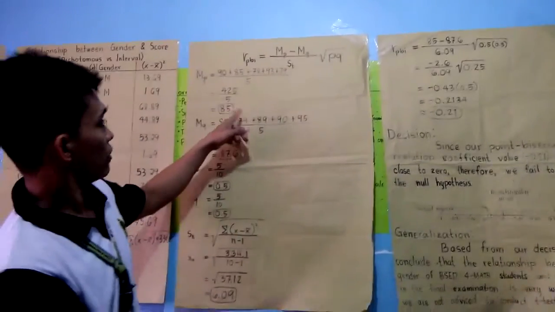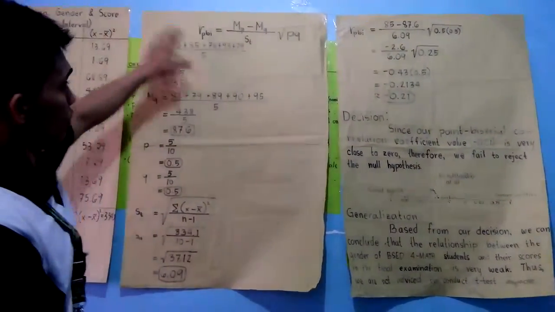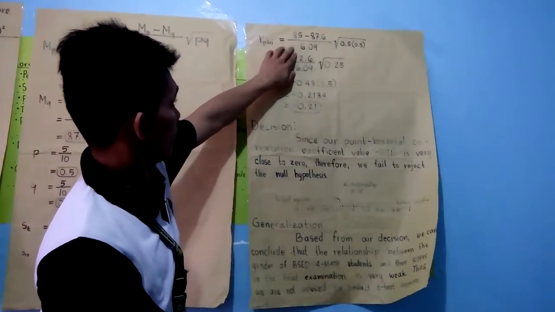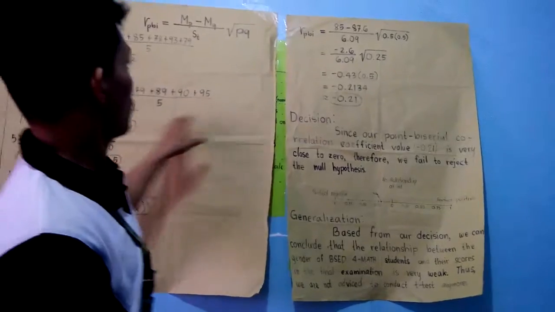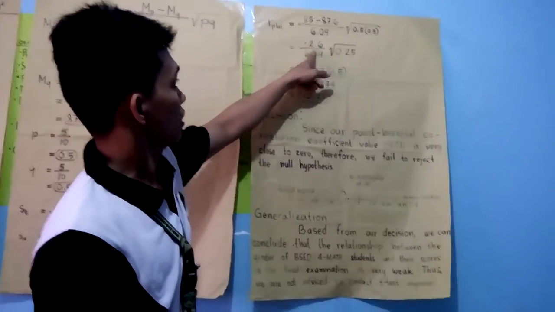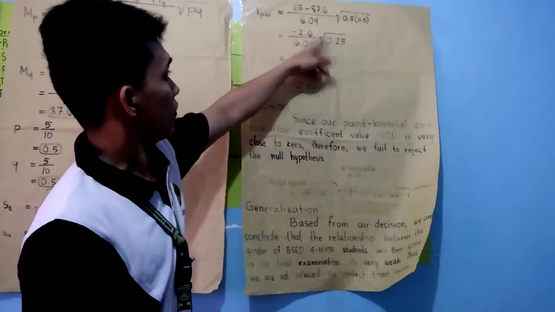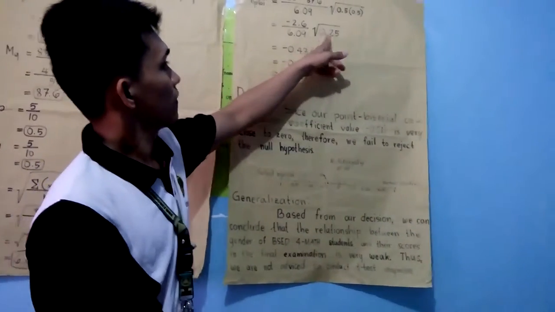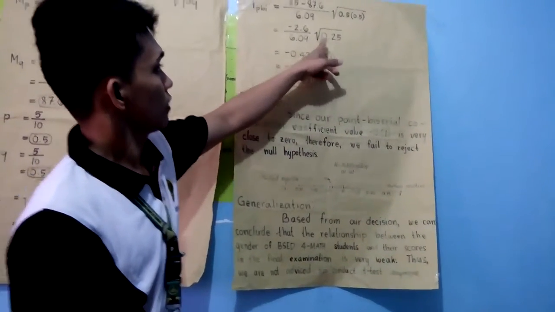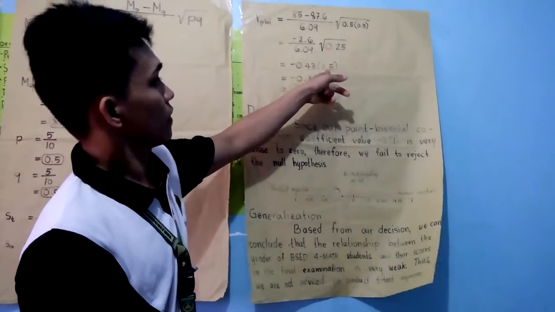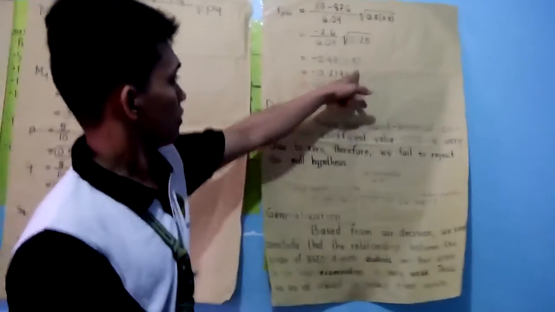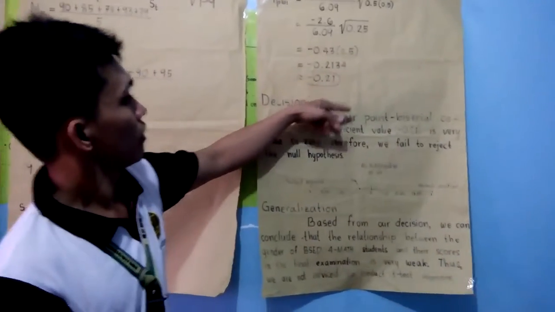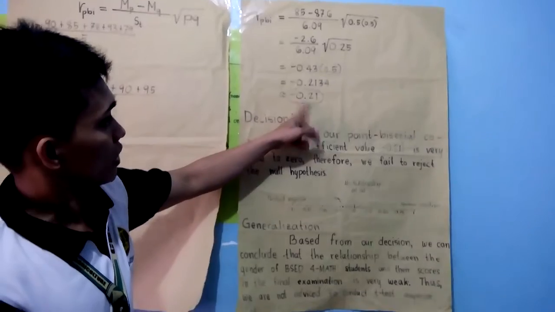We now use the formula. We substitute the values we got from this computation. Our M sub p is equal to 85 and our M sub q is 87.6. Get the difference: we have negative 2.6, and our standard deviation is 6.09. Get the quotient of these two, then multiply by the square root of the product of p and q, which is 0.25, the square root of which is 0.5. The product is negative 0.2134, which is approximately equal to negative 0.21.